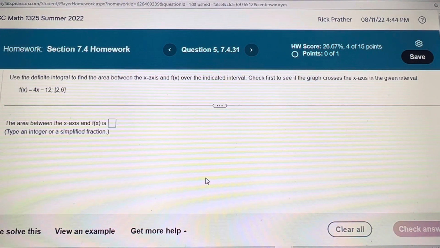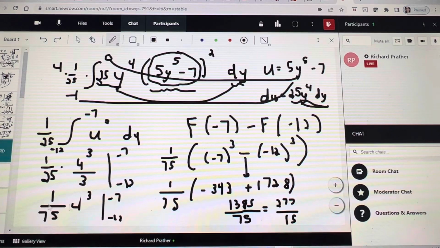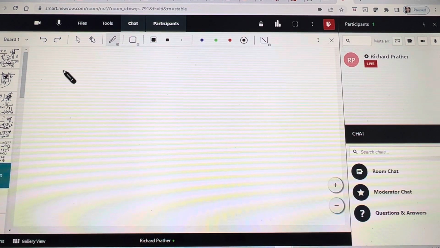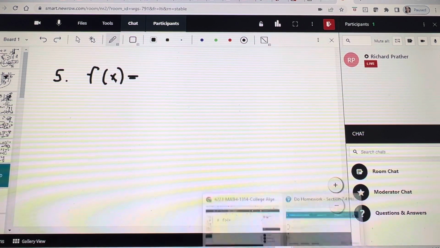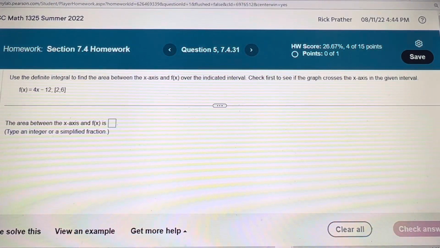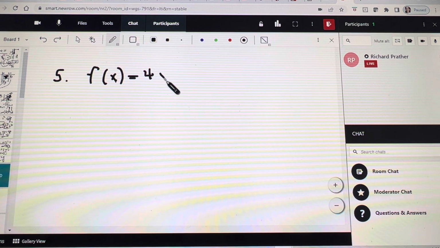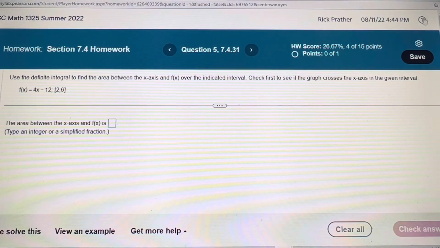Okay, so what's going to happen next is we're back to another linear one, because so far what's happened hasn't caused an issue that's about to occur now. 4x minus 12. And they're giving me a domain of 2 to 6.